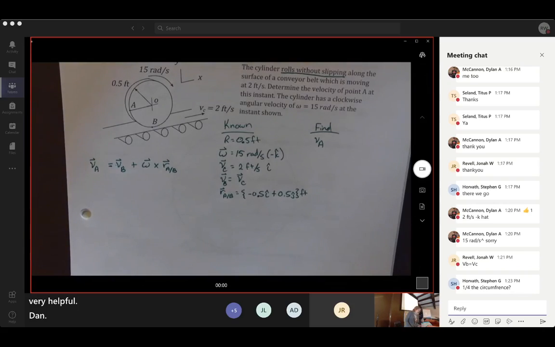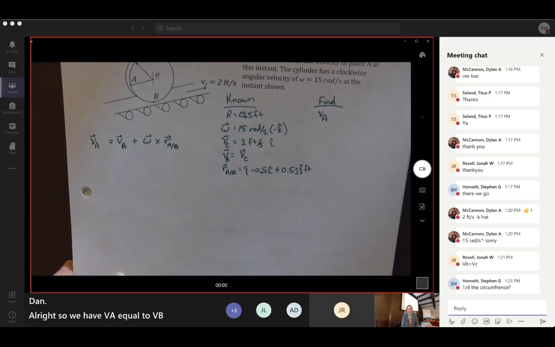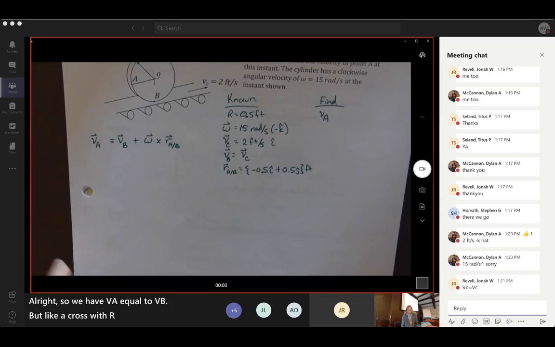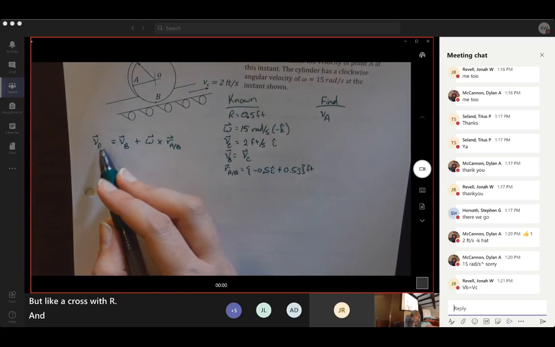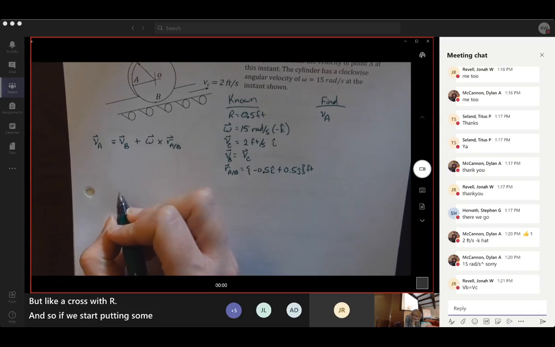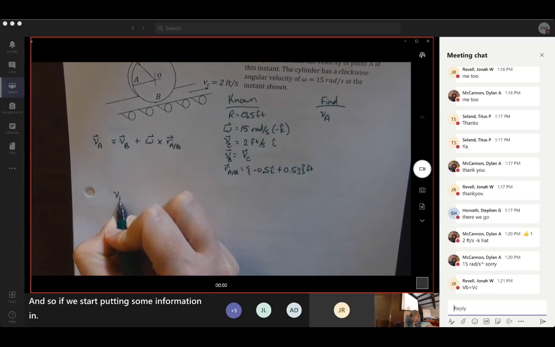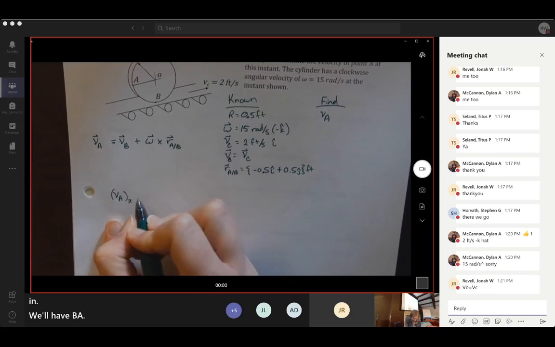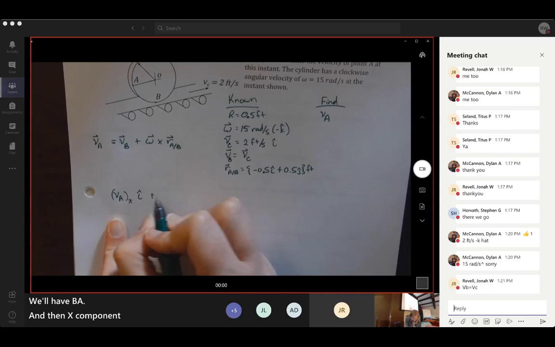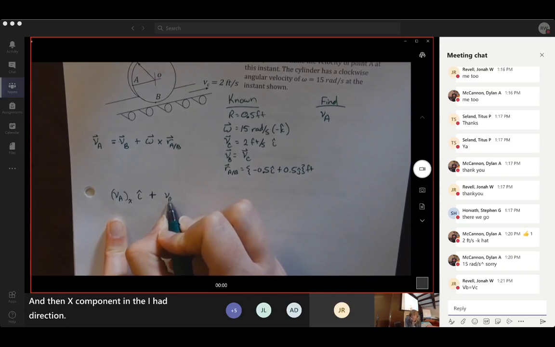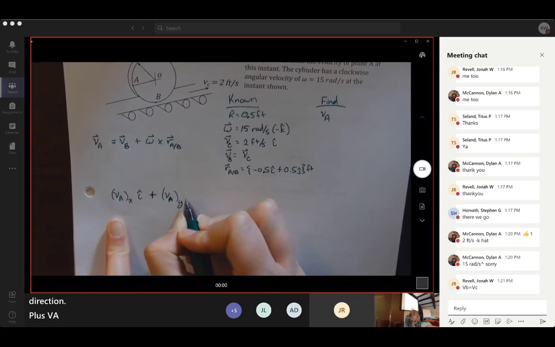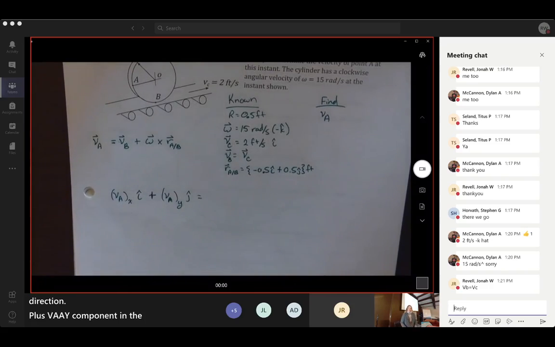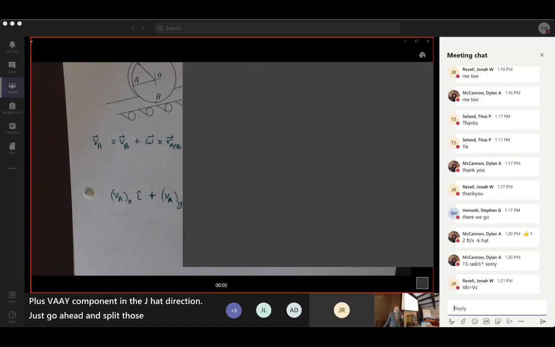All right. So we have VA equal to VB plus omega crossed with R. And so if we start putting some information in, we'll have VA with an x component in the i hat direction plus VA with a y component in the j hat direction. I'm going to just go ahead and split those so that we've got them separated.